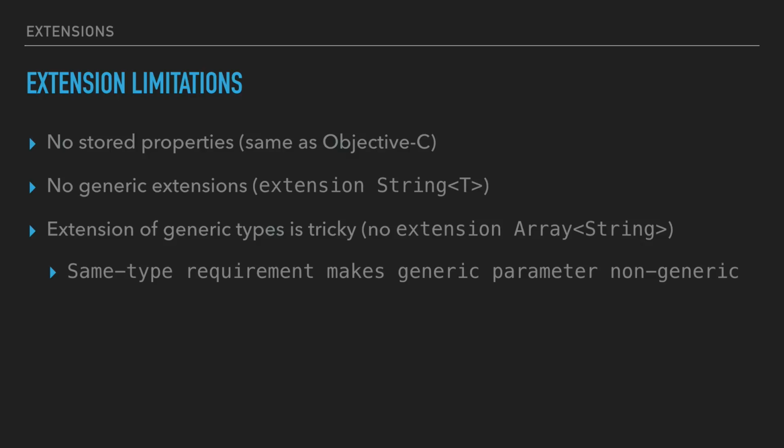You'd have to define a protocol with an associated type, make string conform to that protocol, and then you can extend that protocol and still have access to that generic associated type. So it gets a little bit tricky that way. Again, some of these restrictions could be lifted in future versions of Swift. And there are areas in which the compiler doesn't like you to make extensions of arrays of strings, because that makes a generic parameter non-generic, and so the compiler really doesn't like that.